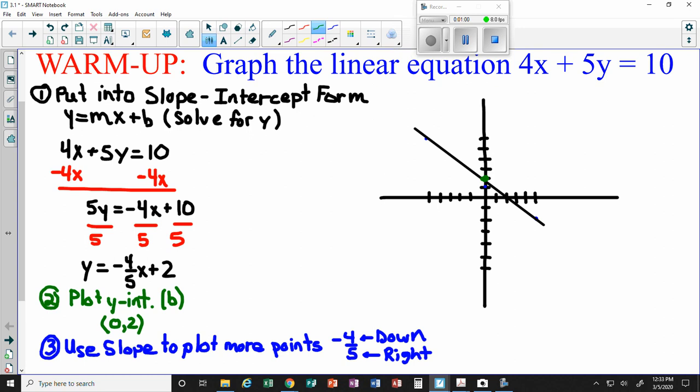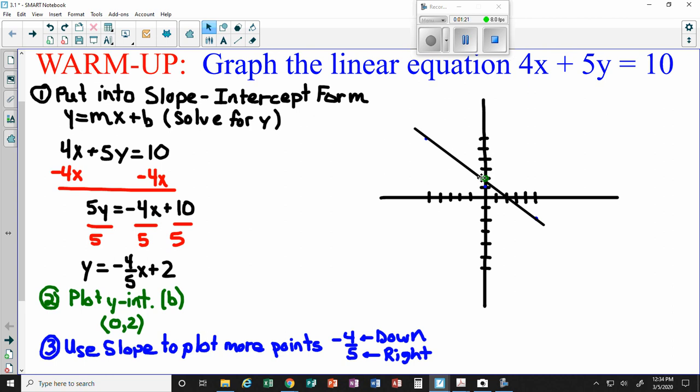Then I use the slope. Slope just tells me directions to get from one point to another. So the slope is negative 4/5. So the negative always tells me to go down. Okay. You always go to the right. So always start by either going up and to the right or down and to the right.